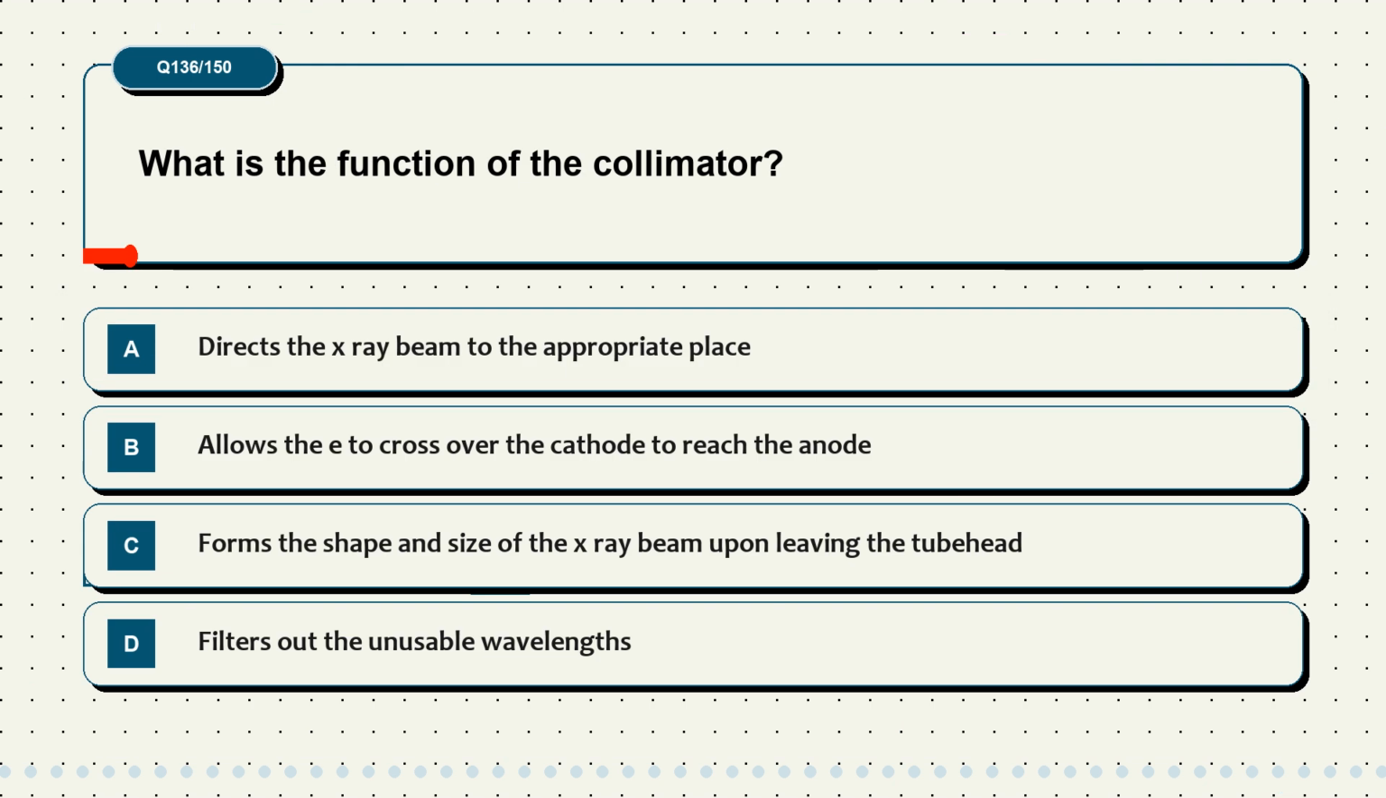Question 136. What is the function of the collimator? Here are the options. Option A, directs the X-ray beam to the appropriate place. Option B, allows the E to cross over the cathode to reach the anode. Option C, forms the shape and size of the X-ray beam upon leaving the tube head. Option D, filters out the unusable wavelengths.